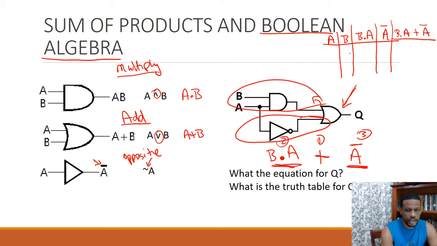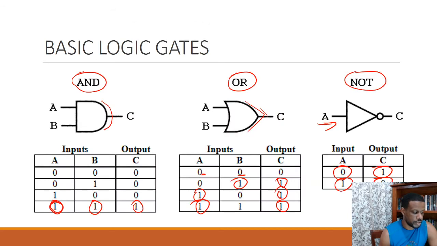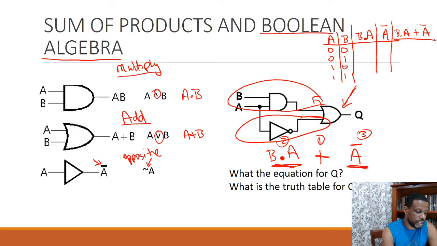Right, good. So whenever you have a truth table, you're always going to start off with 0 0, 0 1, 1 0, 1 1. Those are always your possible inputs. So now we're going with B and A. B and A is going to be 0 for the first, 0 for the second, 0 for the third, and 1 for the last.